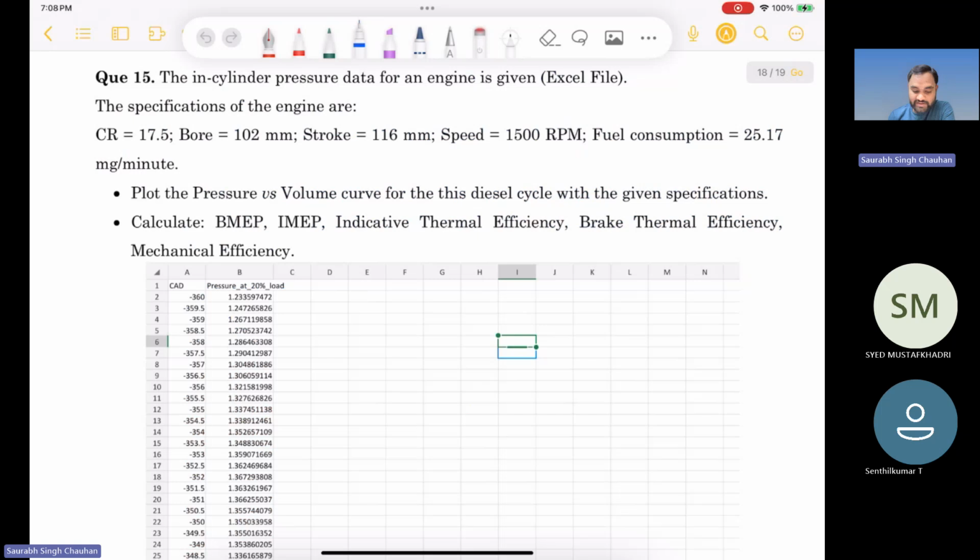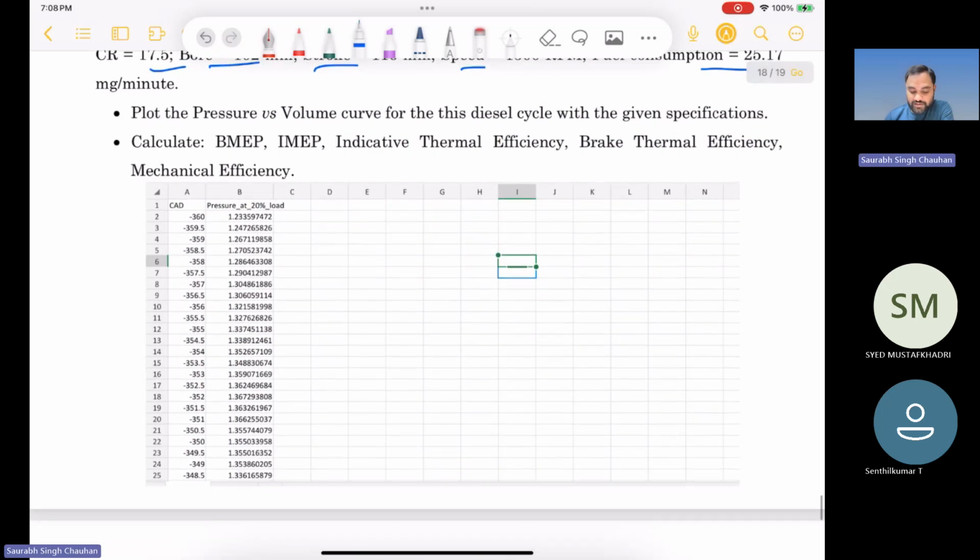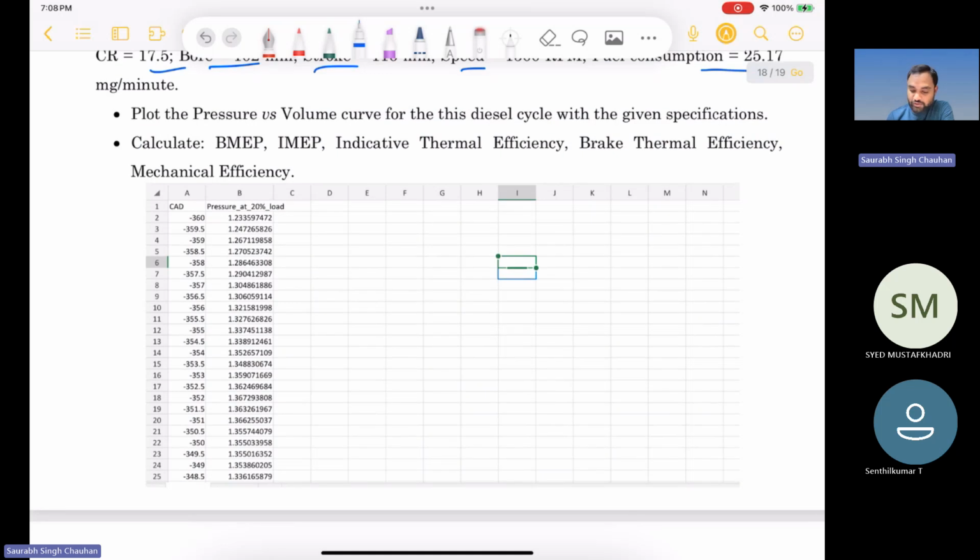and specifications of the engine are given: compression ratio, bore, stroke, speed, fuel consumption rate, all these things are given, and you have certain data. Based on this data we have to do certain calculations. We have to draw the PV curve, and we have to calculate brake mean effective pressure, indicated mean effective pressure, thermal efficiency, brake thermal efficiency, mechanical efficiency, and all these things.